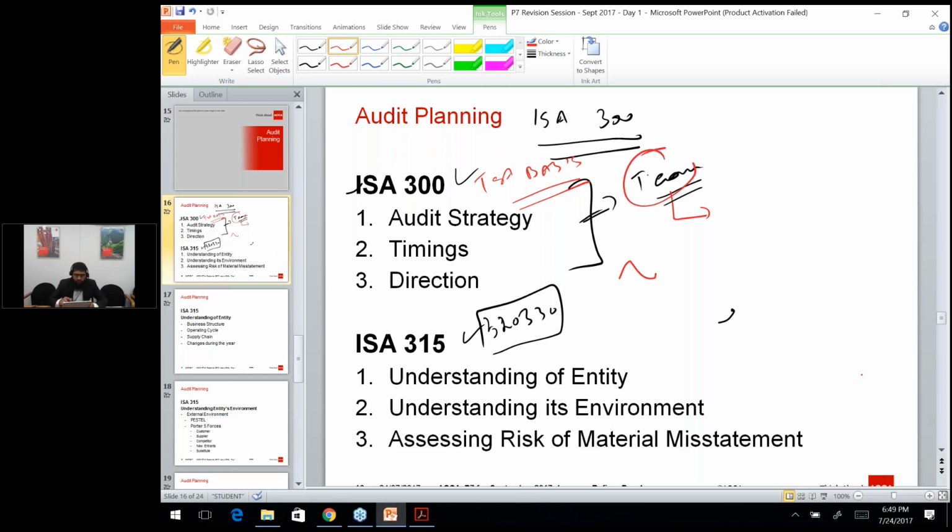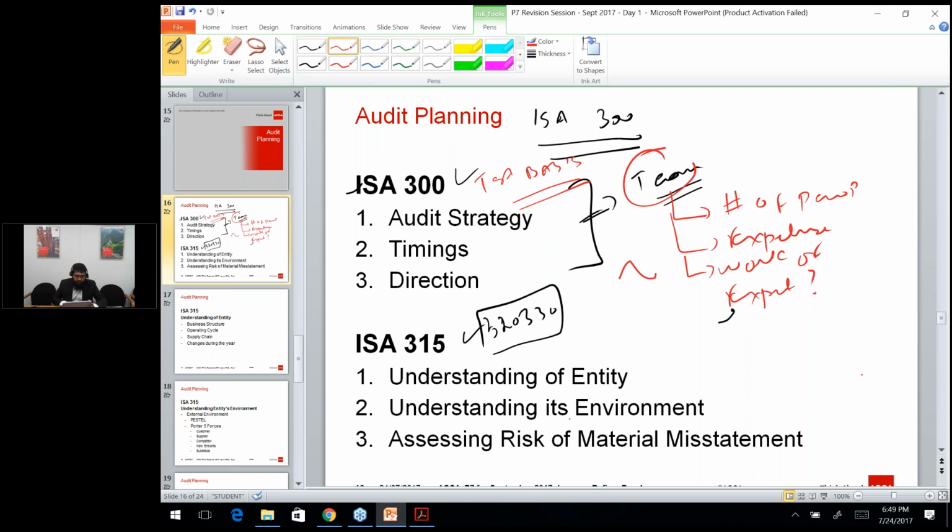So a very important aspect is to devise the team, which is how many people will be needed on this team, and at the same time what sort of expertise and experience they should possess, and whether we will be needing the work of an expert or not. So all of these things need to be planned at the first stage.